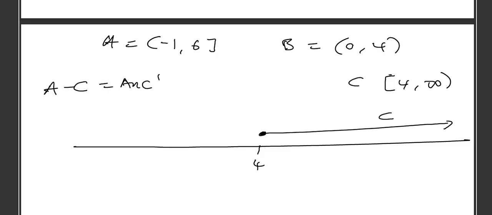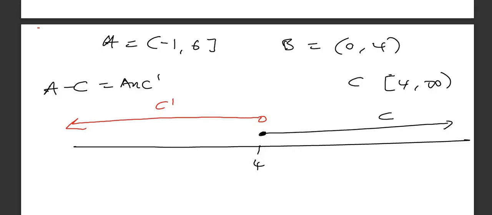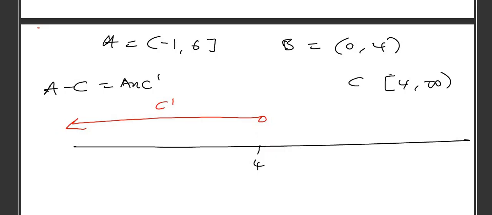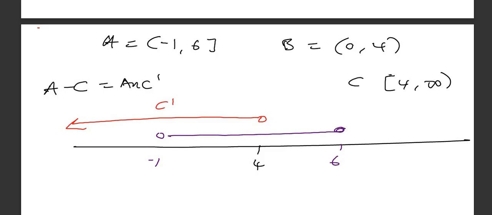This is C. So the complement of C is going to be starting from here. If it's closed, meaning C complement will be open, going in the other direction. The red one here is C complement. Is this part okay? So C complement is things that are outside C, right? Then A is negative 1, open, up to 6, closed. So from here up to 6, closed there.